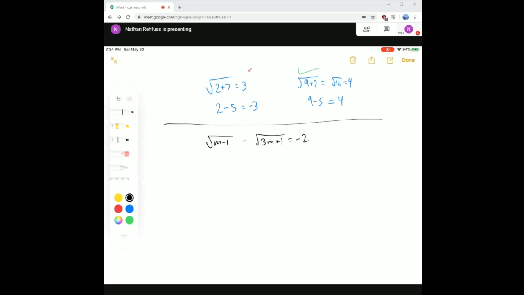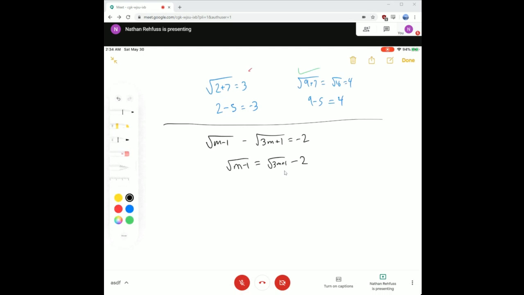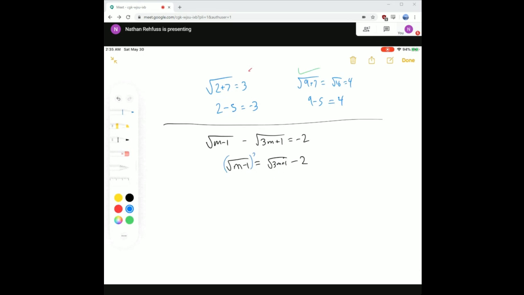The way I'll solve this is I'll add one of the square roots to each side. So I'll have root m minus 1 is equal to root 3m plus 1 minus 2. So I added this square root to both sides, and now watch what happens. This thing is by itself, so I'm going to square both sides. On the left side, I just get m minus 1, no square root.